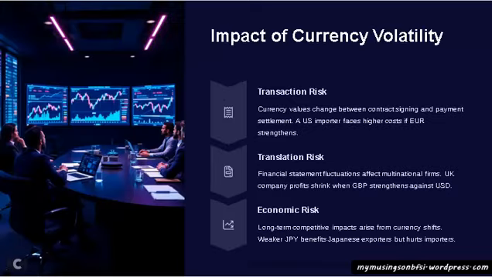Let us look at what is the impact of this volatility in the exchange rate. Exchange rate volatility creates uncertainty as to how much you will have to pay for your purchases or how much you will realize against your sales. That is, it will disrupt your costing and pricing. It will disrupt your competitiveness.